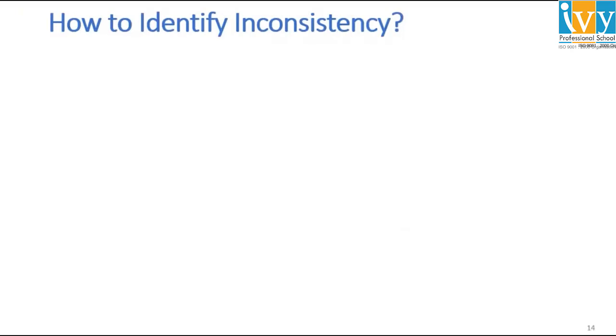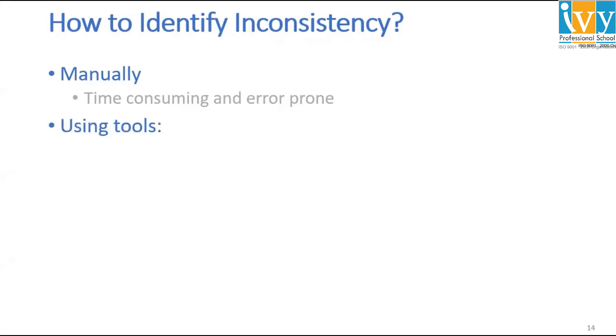Next, we will learn how to identify inconsistency. The first way to identify an inconsistent data is manually, but the drawback is that it is time consuming and error prone. The other way is using tools. Let's see how we can identify inconsistency using tools.